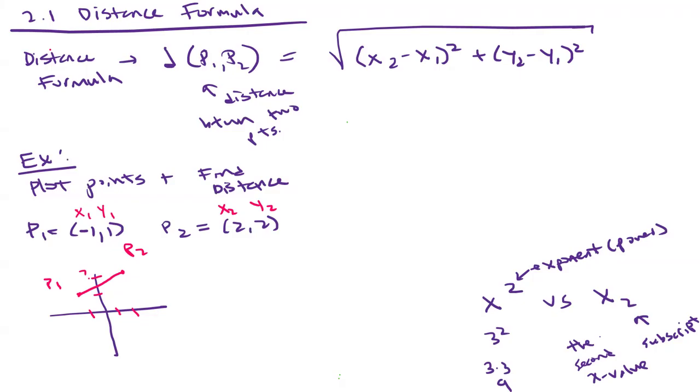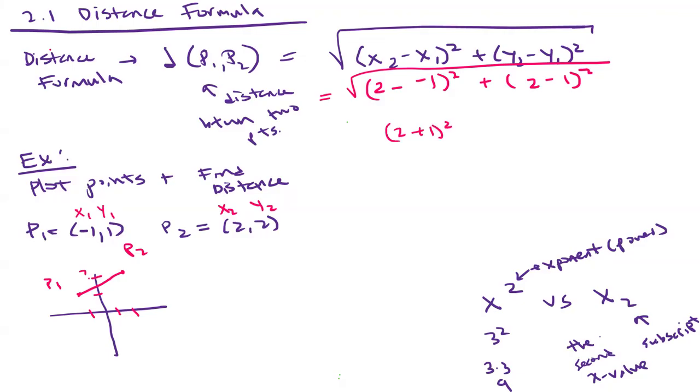So in this case, I'm going to have x2, which is 2, minus x1, which is negative 1. There's always a minus there in the middle, and that's going to be squared. Plus y2, which is 2, minus y1, which is 1, and that's squared. Again, this is all under the radical, so remember that. Two negatives give us a positive, so we're going to have 2 plus 1, and that's going to be squared. And then we have 2 minus 1, which is 1, squared. Again, still under the radical.